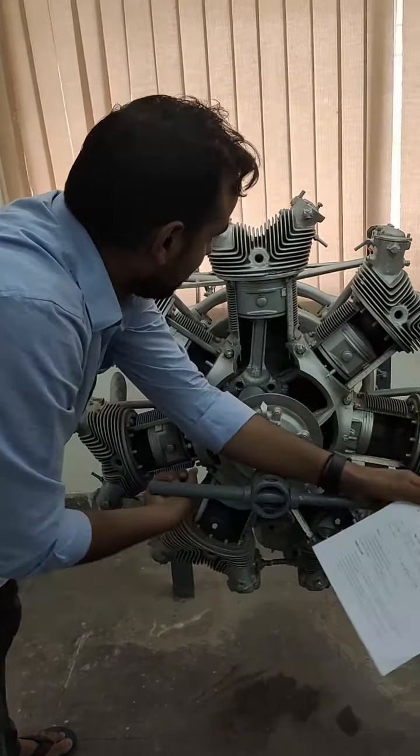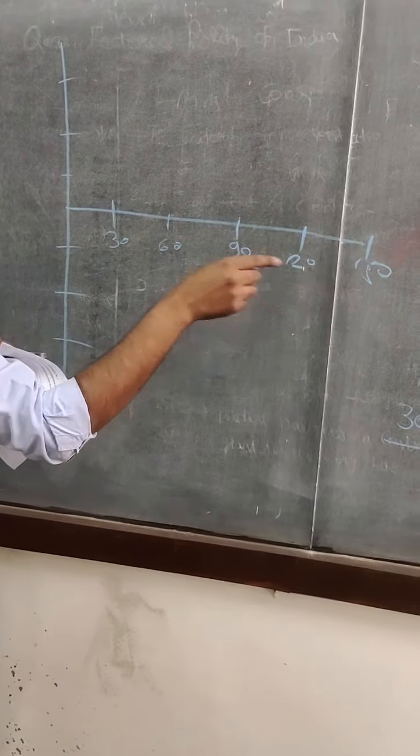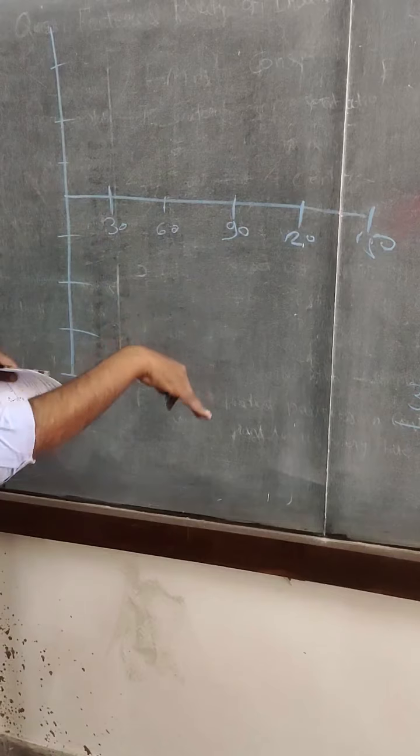First, on the x-axis, I will be marking my angles 30, 60, 90, 120, 150. On the y-axis, I will be marking the displacement. There will be two types of displacement: one above the scale and one below the scale.